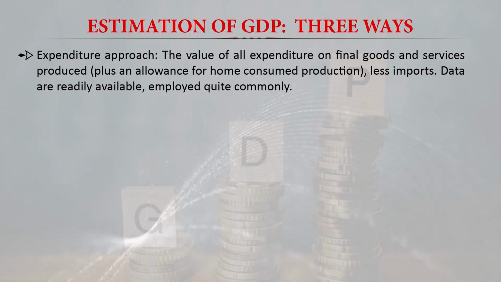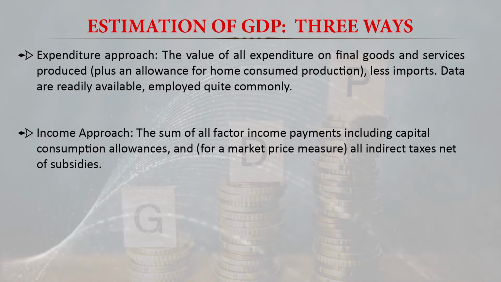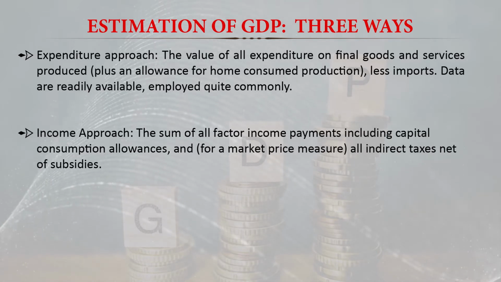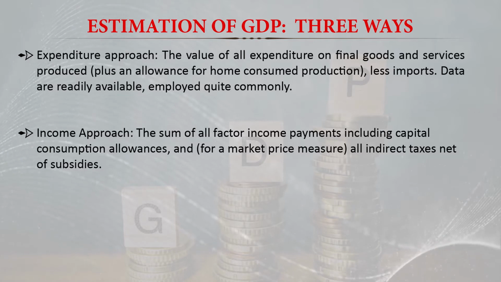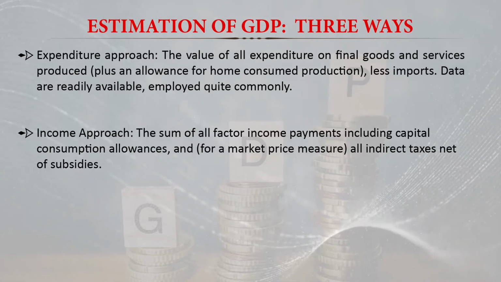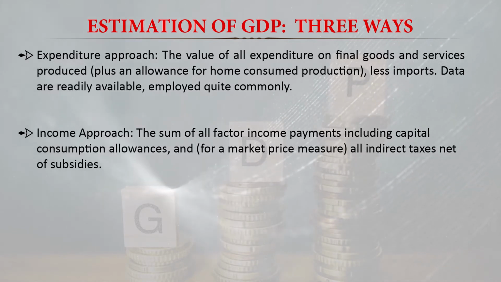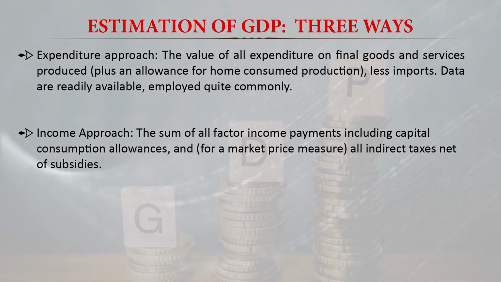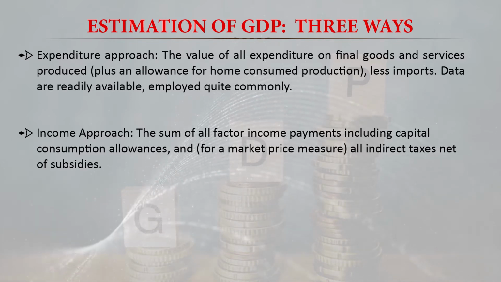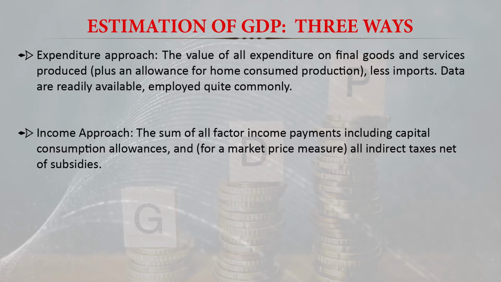Then another approach is the income approach. Here, basically, it is the sum of the factor income payments, including the capital consumption allowances, and for market price measures, all indirect taxes net of subsidies. So basically, whatever payments we make to the factors of production, the sum of that becomes the national income or GDP. That is the income approach. And the third approach is the value of the output.